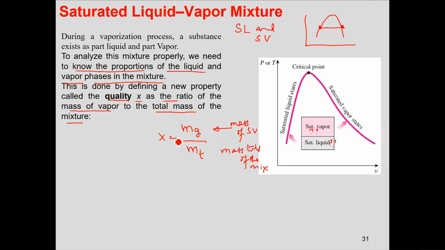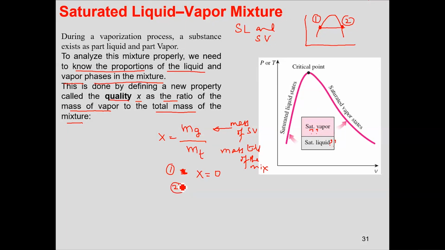Yes, sir. Now if I am standing, let's say this point over here is point 1, this point over here is point 2, and I am standing at point 1. At point 1, what would be the mass of saturated vapor? Zero. All right, it would be 0. So what would be the value of x? X would be 0.